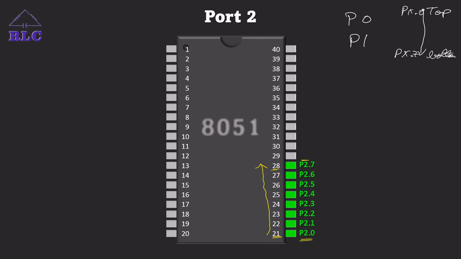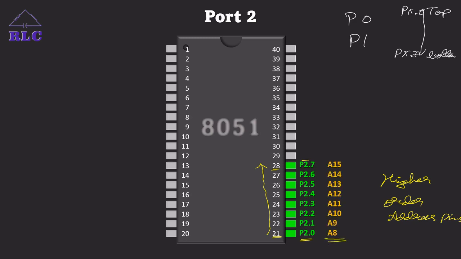As we have seen in the block diagram explanation, P2 is also a multi-functionality port where the higher order address pins are present, which we represent from A8 to A15. That is, P2.0 represents A8, then P2.7 represents A15. This is with port 2.